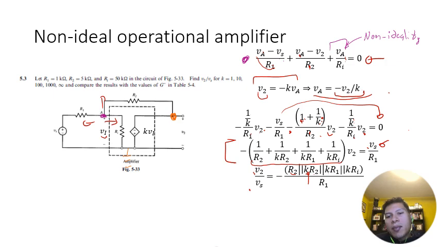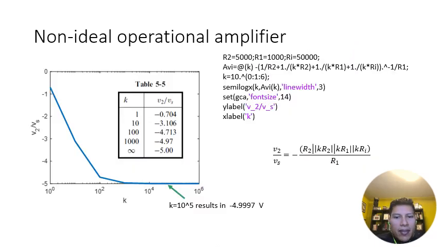So now what I'm going to do is plug in 5 kilo ohms for R2 and 1 kilo ohm for R1. And then I'm going to plot different values of K and see what the gain is. So that's what we have here.